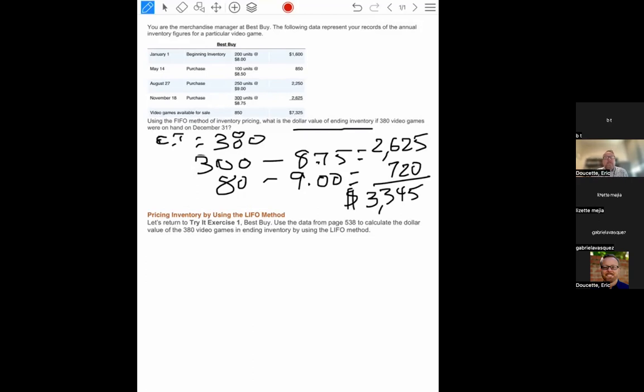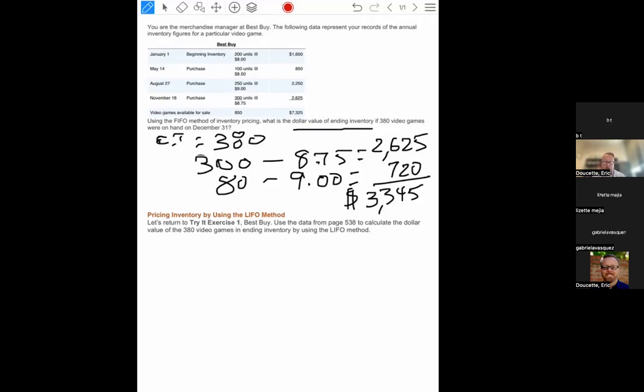That means everything above 80 units for August 27th sold. Everything on May 14th sold. Everything that was in there on January 1st all sold. Those are all gone, and what I have left is what I put in last, right? Because what I put in first was sold. So what I have is what remains, and that is 380 units valued at $3,345. So that's the answer for FIFO.